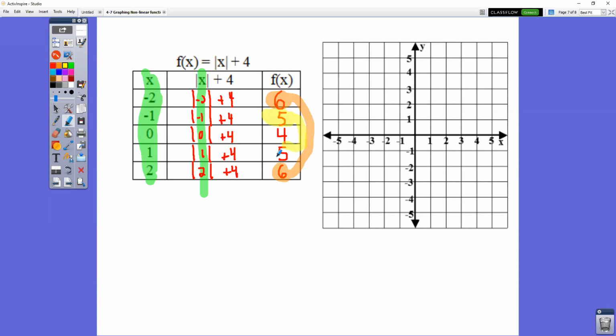Again, notice that our first number and our last number are the same. The second number and the fourth number are the same. Again, that will always happen. Your x value is how many you go over. Your y value is how many you go up or down.